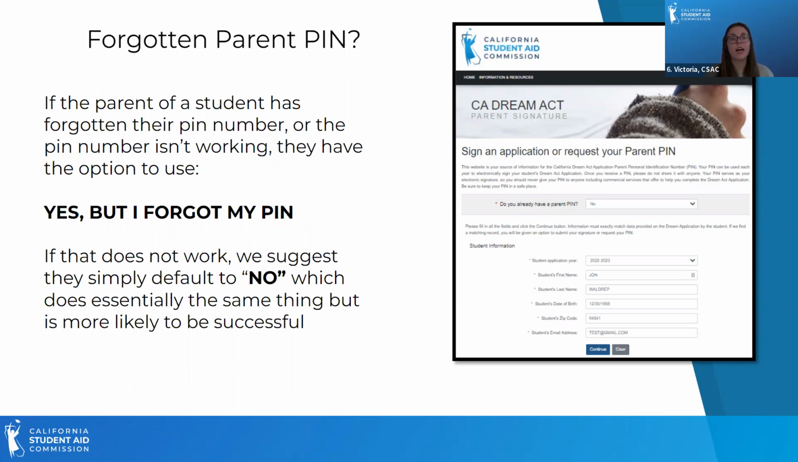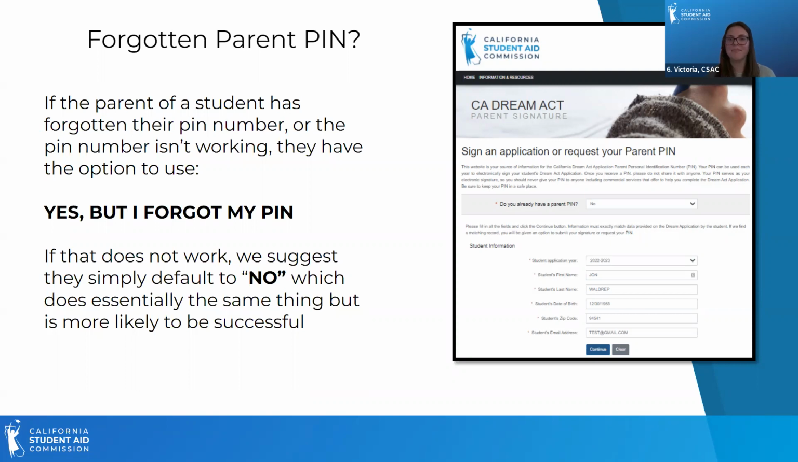If the parent has forgotten that PIN number, then on that drop down you can see, do you already have a parent PIN? There is an option that says, yes, but I forgot my PIN. It sounds like sometimes that doesn't always work. So then you can just have them go to no, and then they'll get a new parent PIN to sign, and they just enter in their student's demographic information, and that's how it pulls up their student's application, and then they can sign that for them.